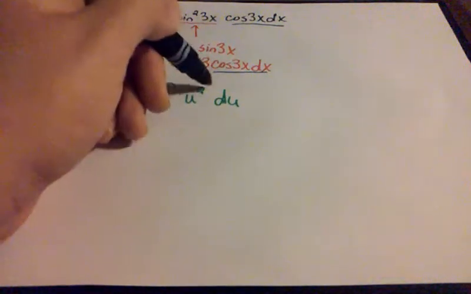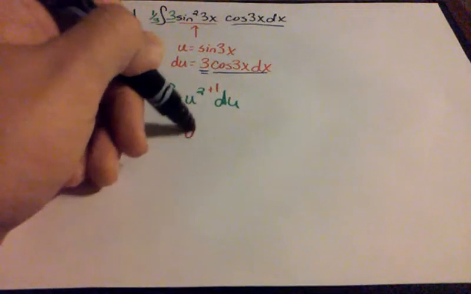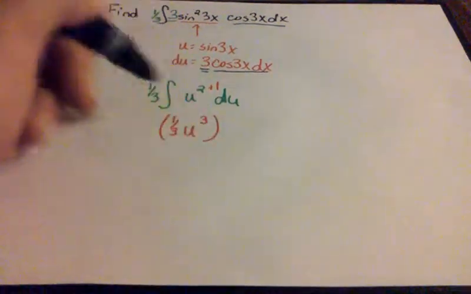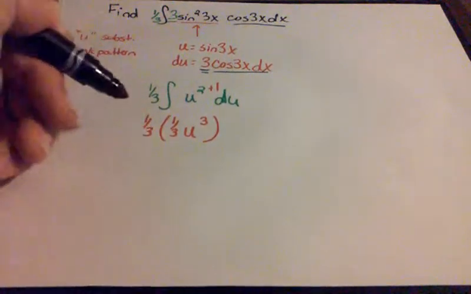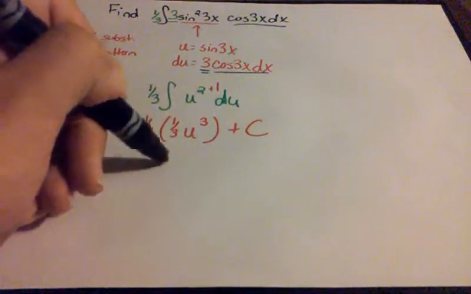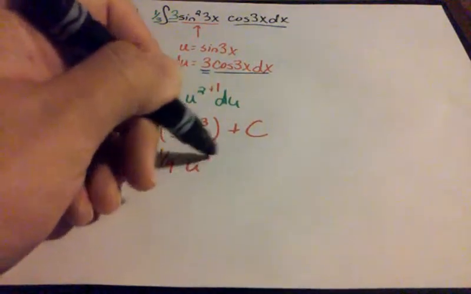So now I'm going to use the power rule. I'm going to add 1. So this is going to be u to the 3rd. I'm going to do the reciprocal and put 1/3 in front. Don't forget about the 1/3 we originally pulled out. And don't forget to put the plus c. Do some algebra. This is going to be 1/9 u to the 3rd plus c.